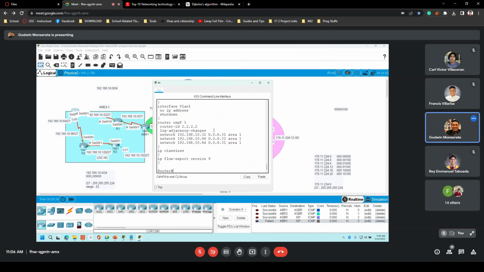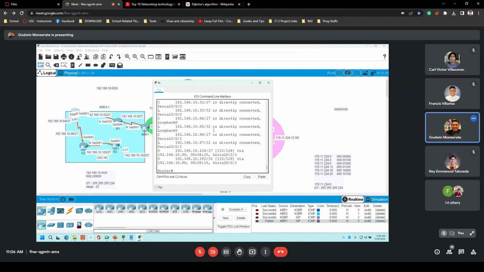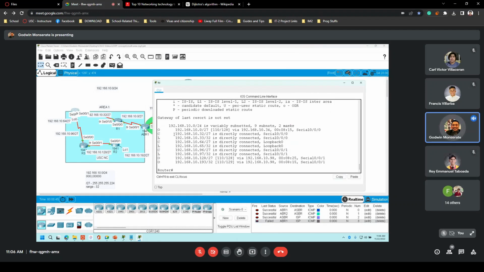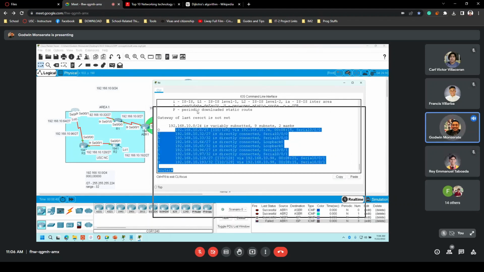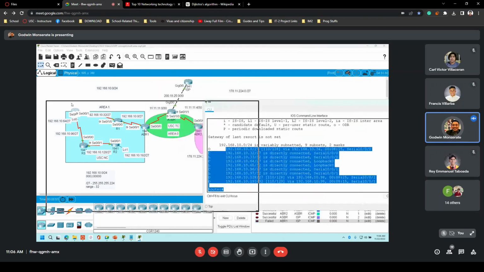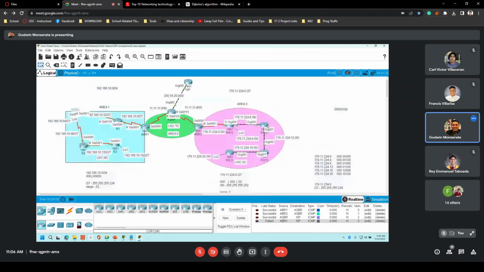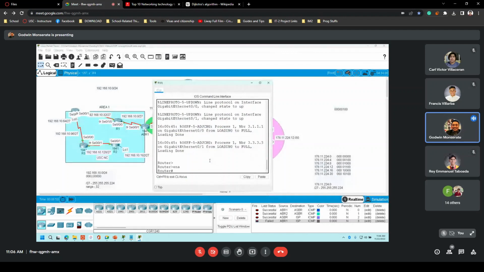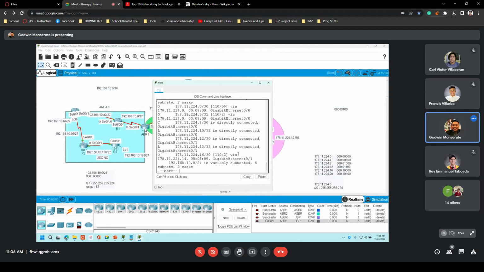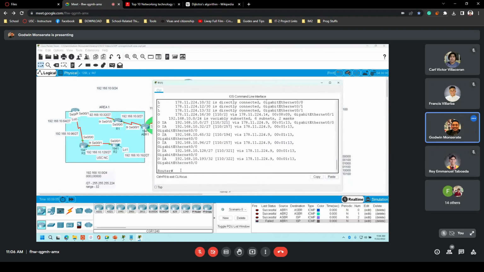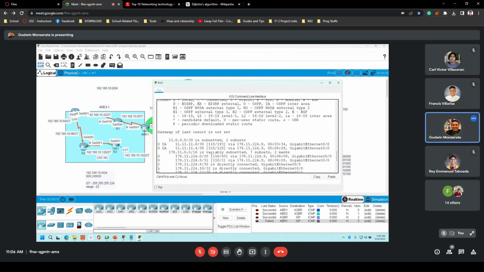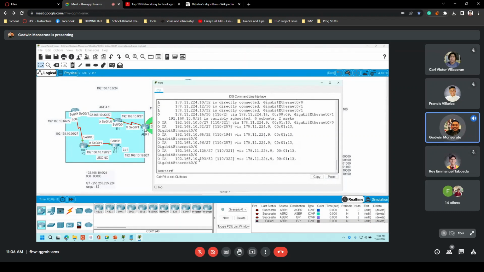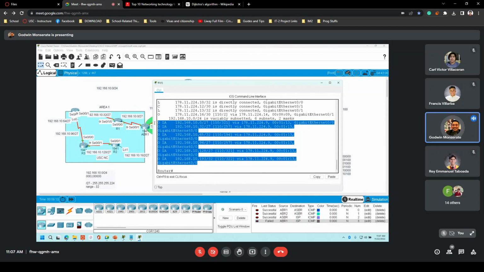Show IP route. Okay, what it will see is only the 192 network. It won't see the other one. On this router, enable, show IP route. It won't see the static route, but it now sees the 192.